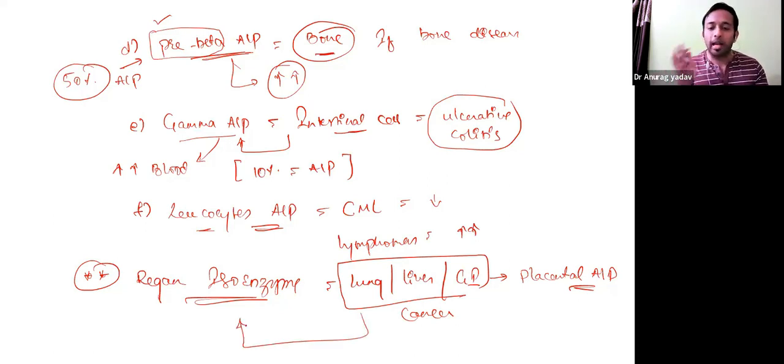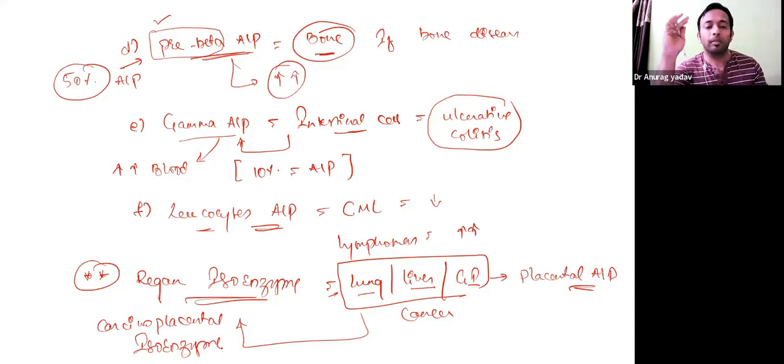Normally, it is not seen. In adults, you don't see placental type of ALP. In adults, if you see placental type of isoenzyme, which we call Reagan's isoenzyme, it should tell you that there is some cancer going on inside the body. Specifically, it can be from the lung tissue, liver tissue, or gut, the GI tract. So this is called Reagan's isoenzyme, or also called carcinoplacental isoenzyme.